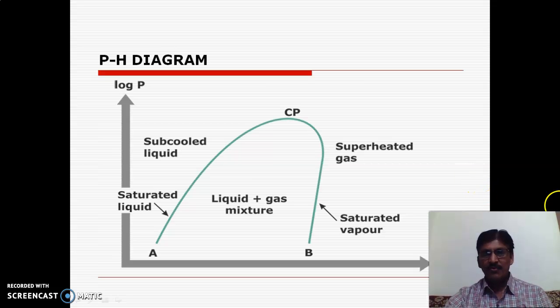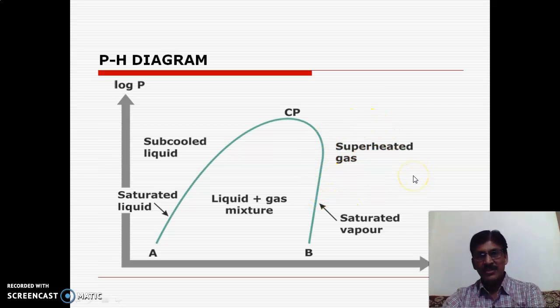If you go for the analysis of any vapor compression cycle, it is very necessary to use the different p-h charts for finding the COP of the system. If you see the p-h diagram, this is your saturated liquid line, then the critical point, then this is your saturated vapor line. This region we generally call the subcooled liquid region. This region in between the saturated liquid line and saturated vapor line is the liquid plus gas mixture, and the region above the saturated vapor line is superheated gas.